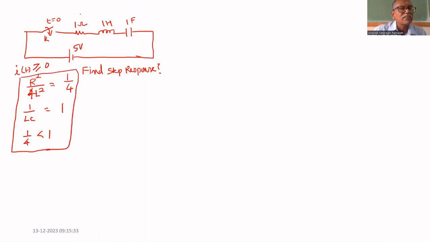From this, we understand this is an underdamped system. Underdamped system means there will be oscillation. Oscillations will be there.